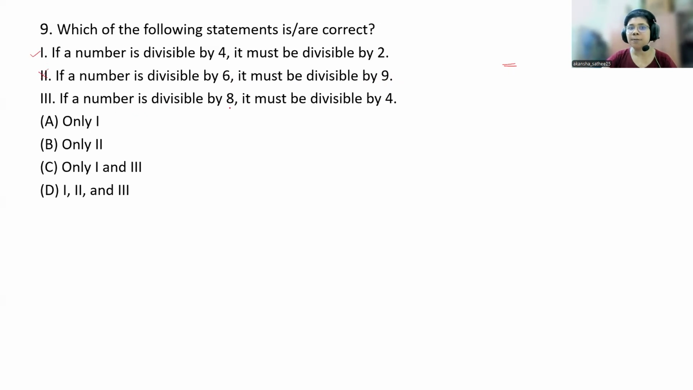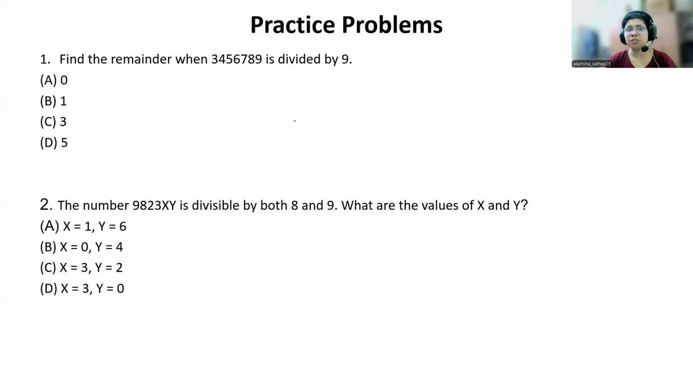If a number is divisible by 8, it must be divisible by 4. Yes, because 8 is divisible by 4. If any number is divisible by 8, that number is divisible by 4 also. So this is correct. So only first and third. C option is correct. These are some practice problems.